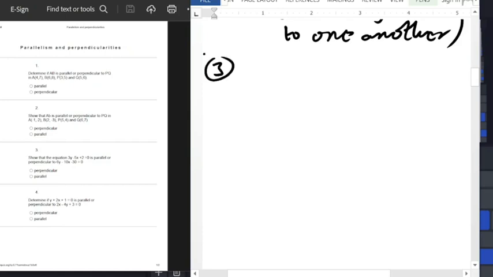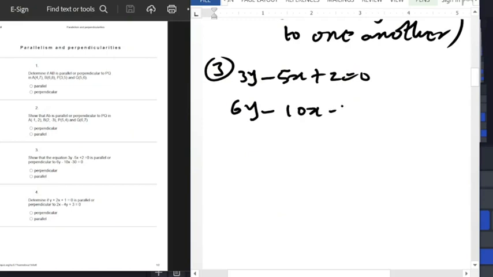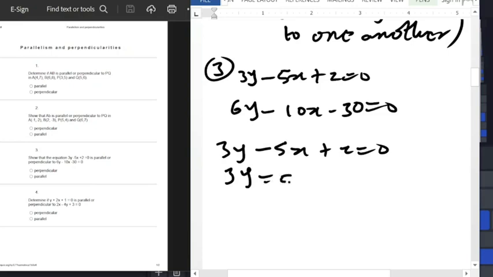Number three. Question three says, show that the line 3y minus 5x plus 2 equals 0 is parallel or perpendicular to line 6y minus 10x minus 30 equals 0. So the first step is to get the gradient of the first equation, and to do that we make y the subject of the formula. So 3y minus 5x plus 2 equals 0, so 3y equals 5x minus 2. Divide both sides by 3, so we have y equals 5 over 3 x minus 2 over 3.